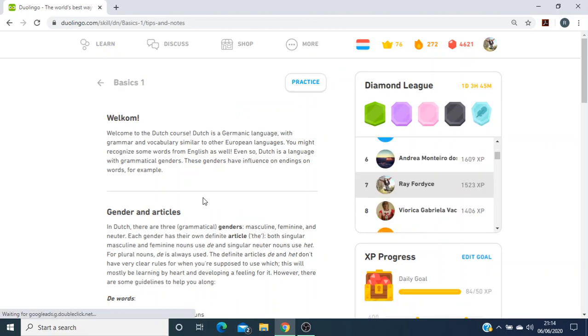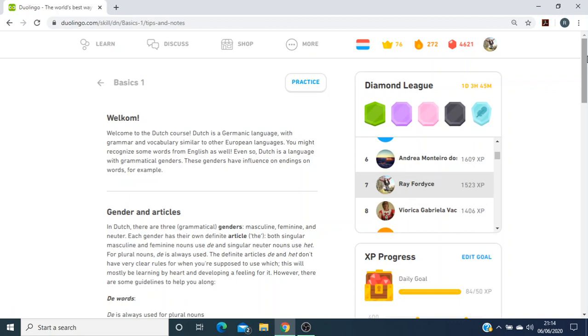So, welcome. Welcome to the Dutch course. Dutch is a Germanic language with grammar and vocabulary similar to other European languages. You might recognize some words in English as well. Even so, Dutch is a language with grammatical genders. These genders have influence on endings on words, for example.